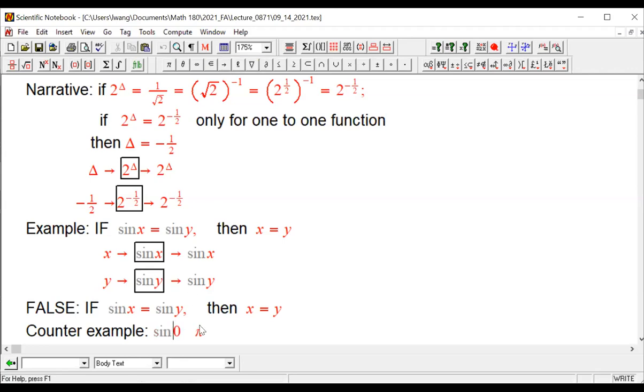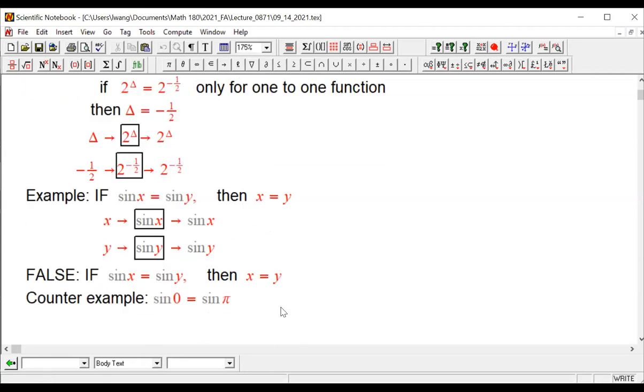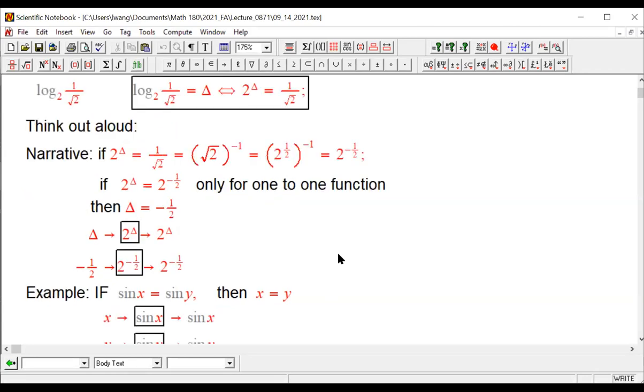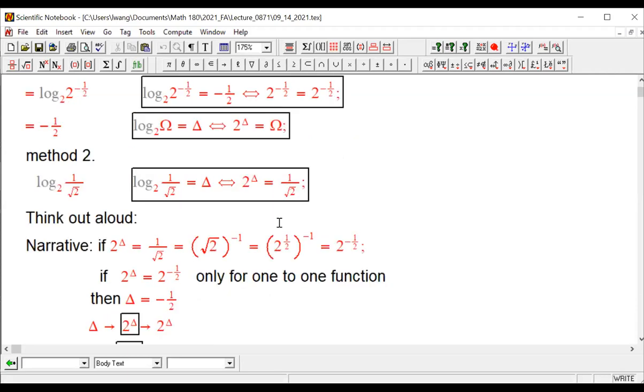Sine of 0 is 0. Sine of pi is 0. The outputs are the same. Can you say 0 radian equals pi radian? Obviously not. This is the reason why I introduced the one-to-one function at the beginning, because I need it to be demonstrated and used. All right, so this is the second method.